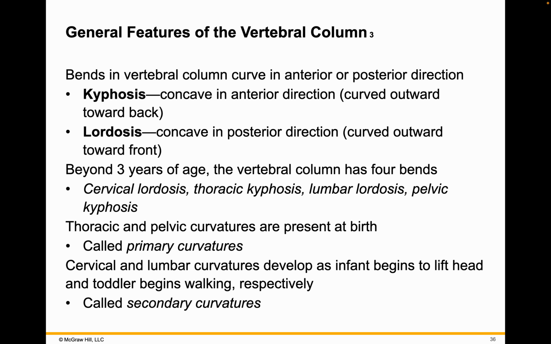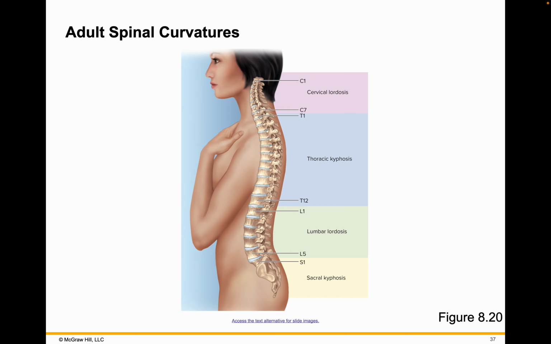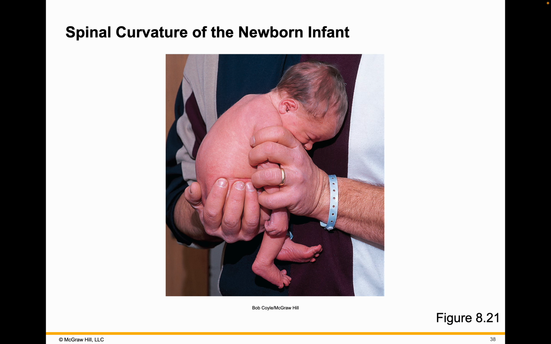After we begin to stand upright and walk, we develop a couple of curves, and when we are first born, we have 2 curves. Those that are present when we are born, the thoracic and pelvic, are called the primary curvatures. Those that develop as we begin to lift our head and walk are called the secondary curvatures. So these are the normal cervical lordosis, thoracic kyphosis, lumbar lordosis, and sacral kyphosis. Here is an infant with only the primary curvatures being there.